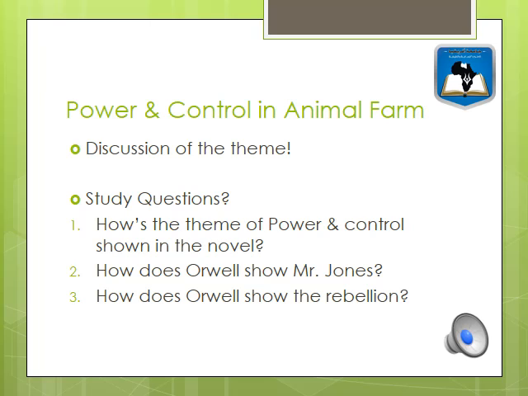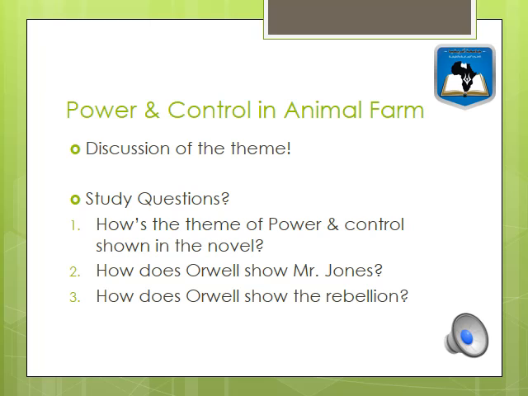Power and control is one of the most important themes in Animal Farm. Orwell explores political power. Mr. Jones owns the farm and the animals and uses his men and wives to keep them under control and maintain his power. So they were mistreated. The animals were highly mistreated by Mr. Jones in order to establish his power and control over them.